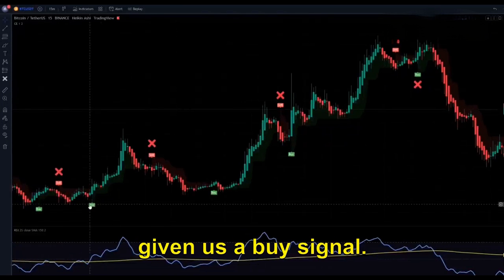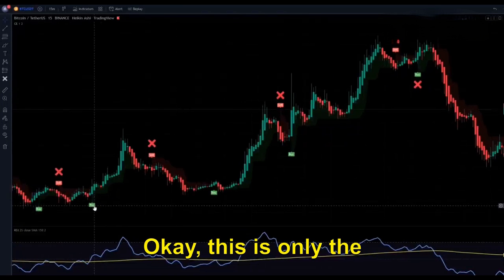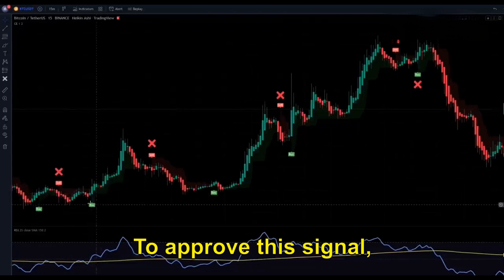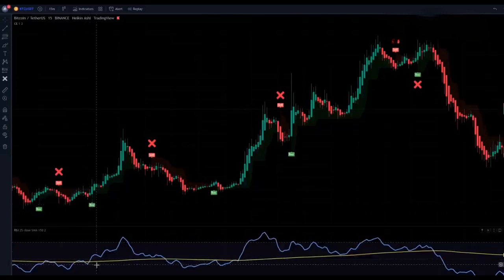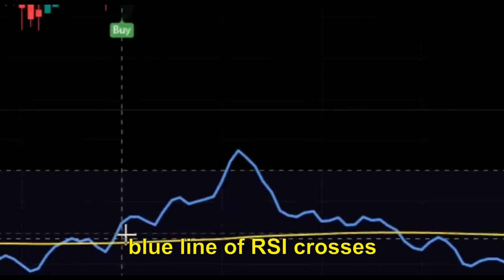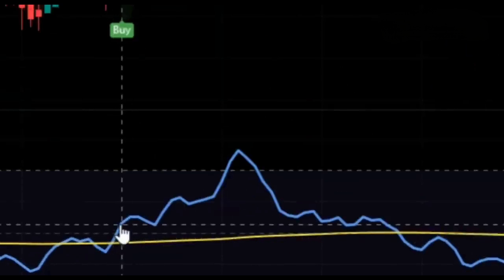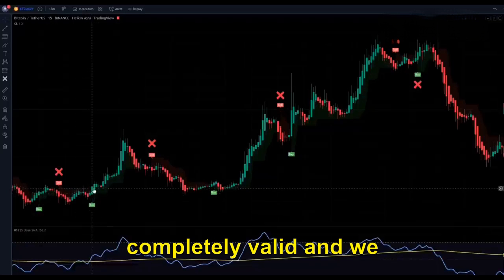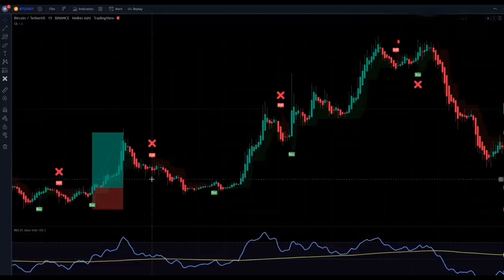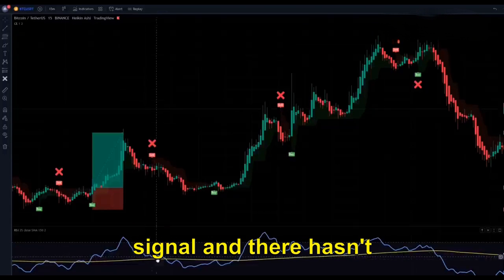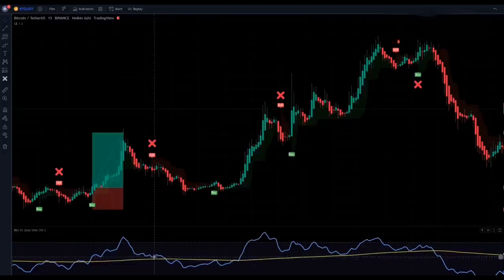Here, the indicator has given us a buy signal. Okay, this is only the first condition. To approve this signal, we go to the RSI indicator. If at the same moment the blue line of RSI crosses the yellow line upwards, this signal is completely valid and we can enter a buy trade. You might ask, why is this signal fake and invalid? It's because RSI doesn't approve that signal and there hasn't been any lines crossing.